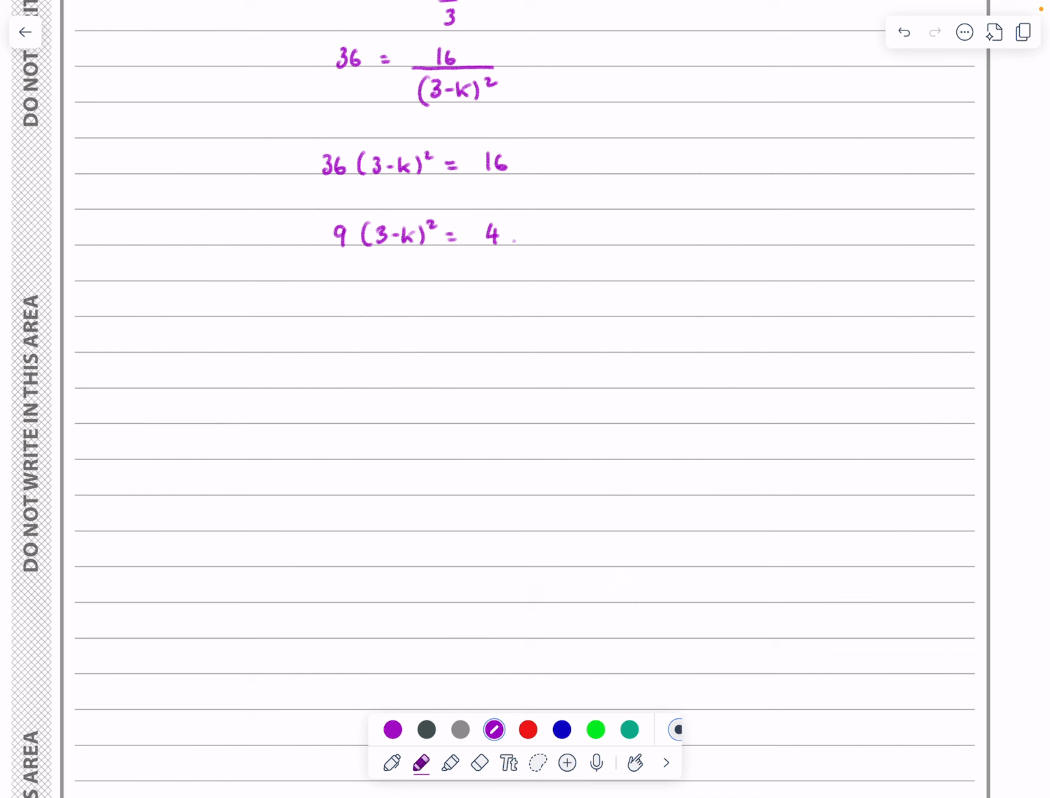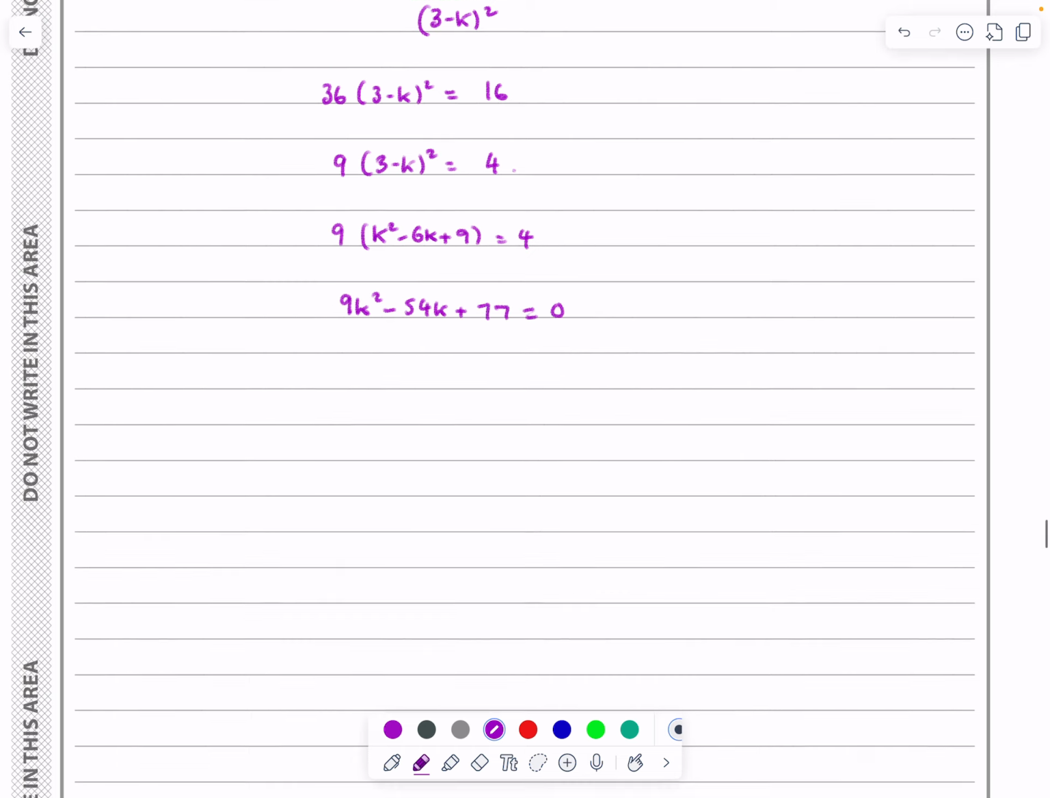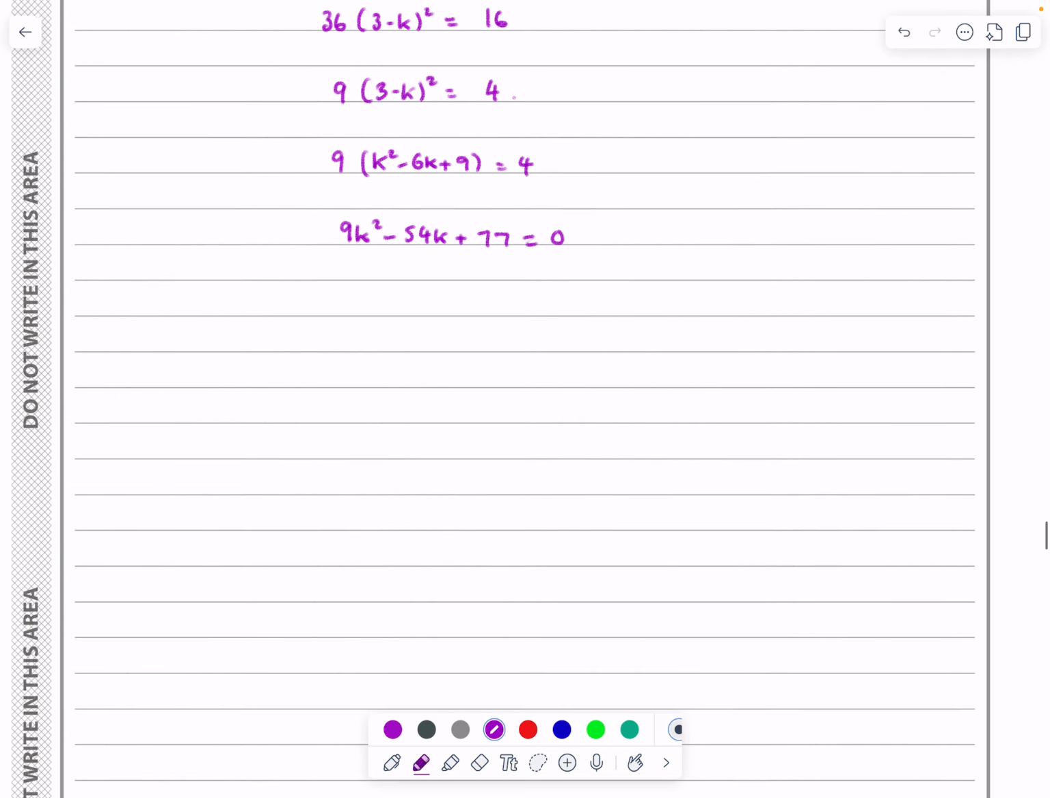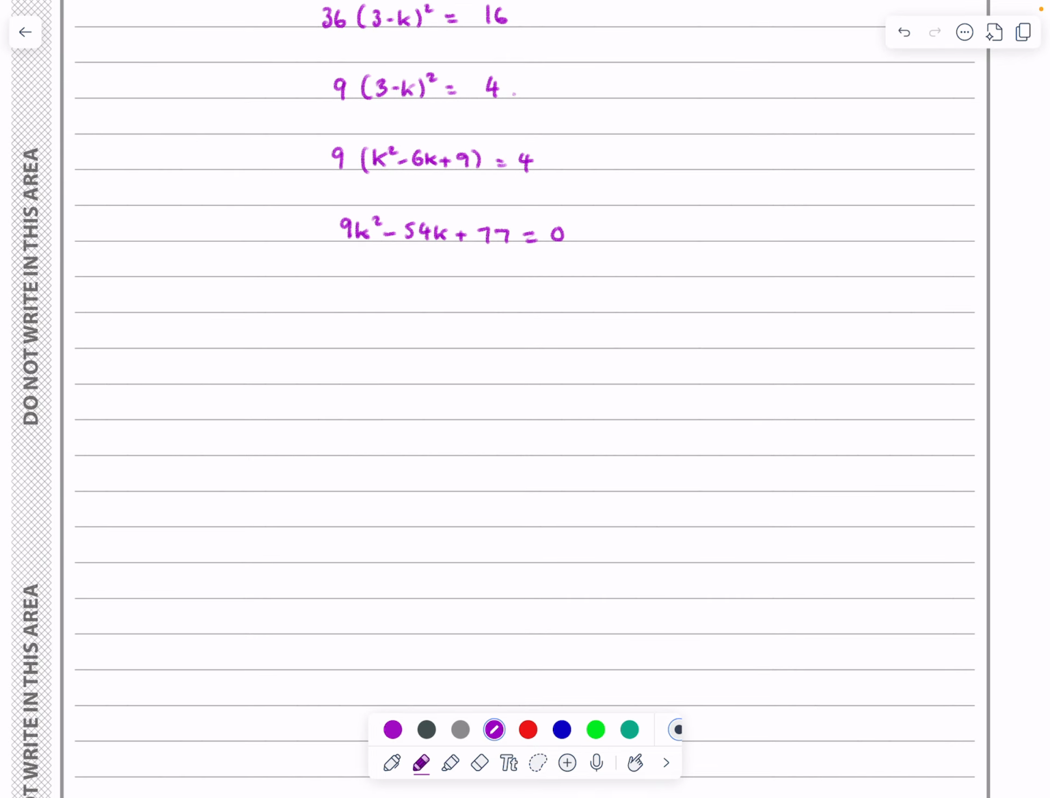3 minus k all squared. You take your time to do it. I can do that quite quickly. That's k squared minus 6k plus 9 equals 4. Tidied that all up, so that's what? 9k squared minus 54k, and it's plus 81 but minus the 4. Let's do that all in one go. So that's plus 77 equals 0. So now we're going to try and solve this equation.